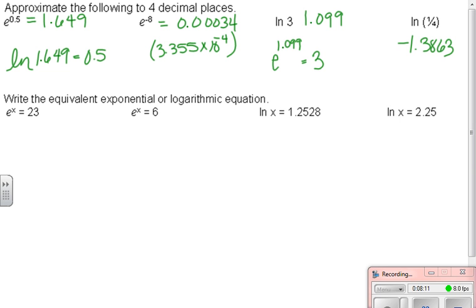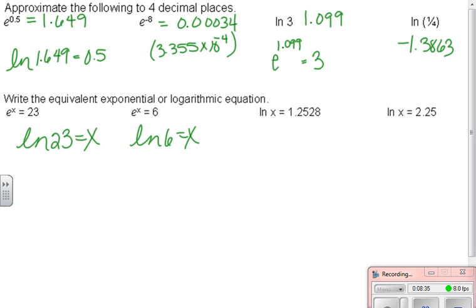So e to the x equals 23. That's the same thing as saying the natural log of 23 is x. e to the x equals 6. That's the same thing as saying the natural log of 6 is x. We're getting that variable out of the exponent position so we can go to our calculator or a table and solve.